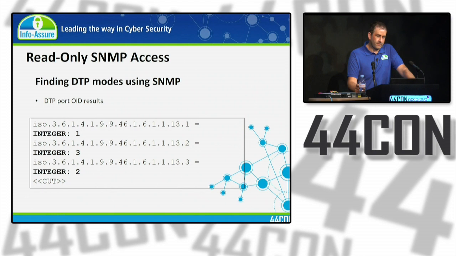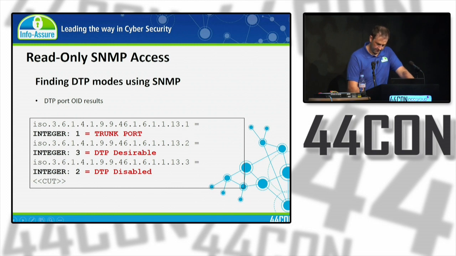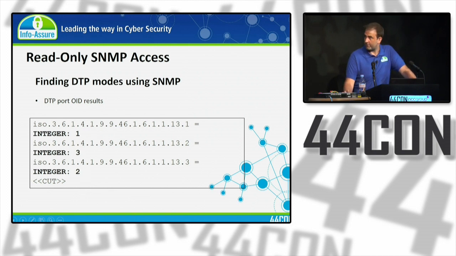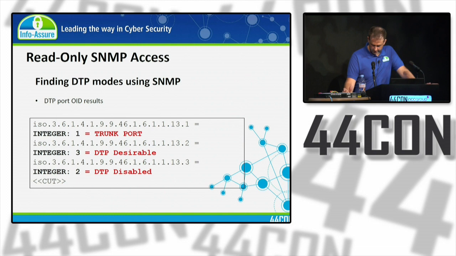Then we get back the following integer values. OIDs aren't very human readable, unfortunately. But if we look here, that's port 1, port 2, port 3, and we get back integer 1, integer 3, integer 2, which isn't that human readable. But what they relate to is the DTP modes. Integer 1 is a trunk port, integer 3, DTP desirable, integer 2, DTP disabled. So integer 2 means it's an access port.